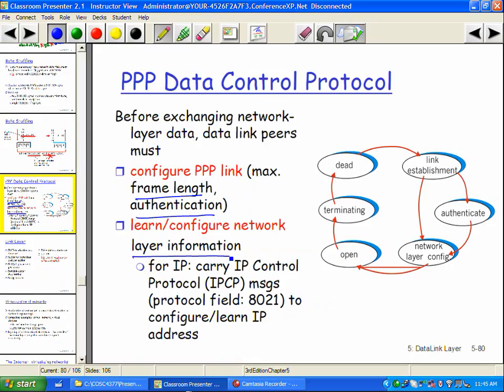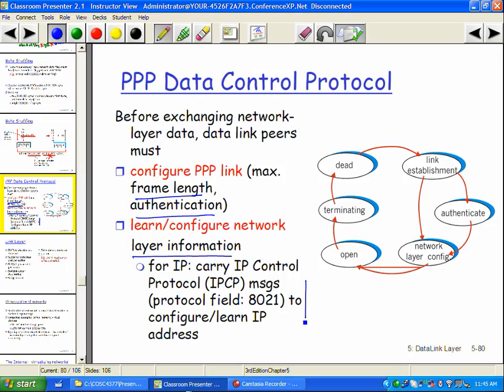What layer is on the other side, what network layer is there, and it has to carry the appropriate control message to configure and learn the IP address. The two sites still have IP addresses, so the PPP has to be aware of that, although it doesn't have any of its own addresses. So this is basically the bookkeeping that you need to do.